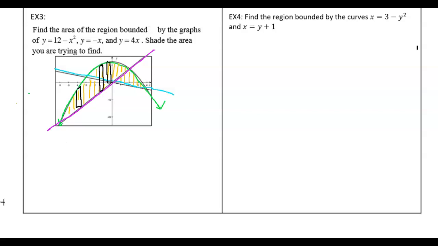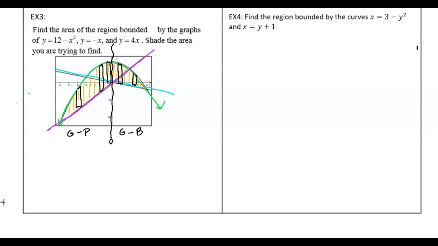But if I go over here, I've got green minus blue. And so now I've changed my rectangle. So you have to figure out, where does it change though? And so I notice it stops right here at 0. So on this side, I'm going to do green minus purple. And on this side, for all these rectangles, I'm going to do green minus blue.